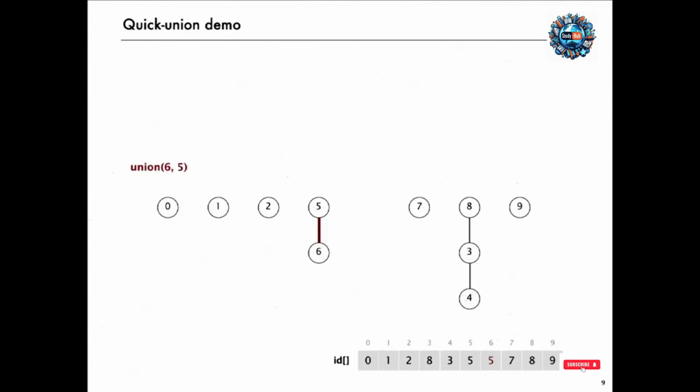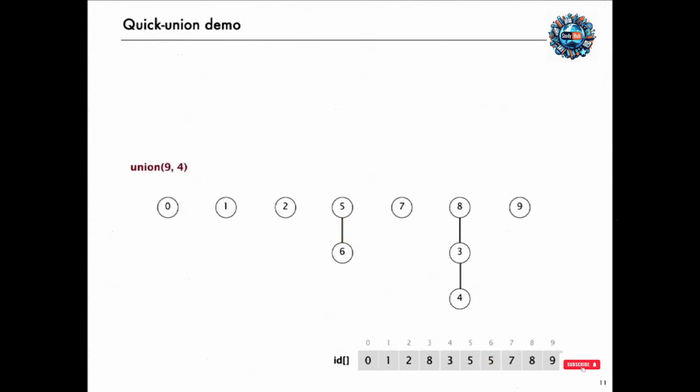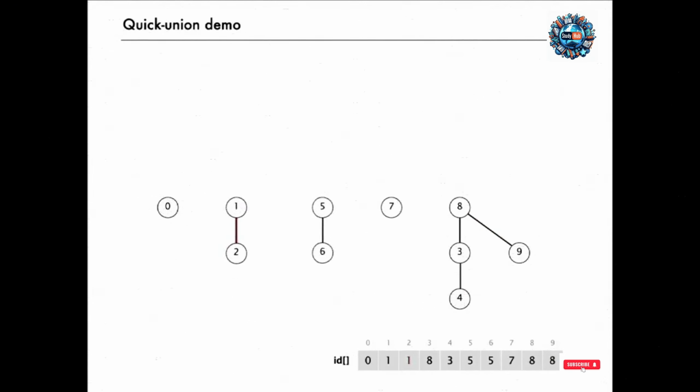6 and 5, 6 goes below 5. 9 and 4, so now the root of the tree containing 4 is 8. And the root of the tree containing 9 is 9, and so we make 9 a child of 8. 2 and 1, that's an easy one. Now if we get our 8 and 9 connected, we just check, do they have the same root? And they both have the same root 8, and so they're connected. 5 and 4, 4's root is 8, 5's root is 5. They're different, they're not connected.